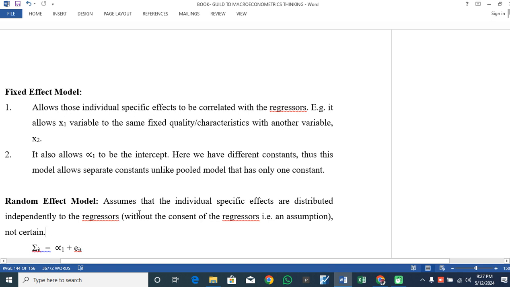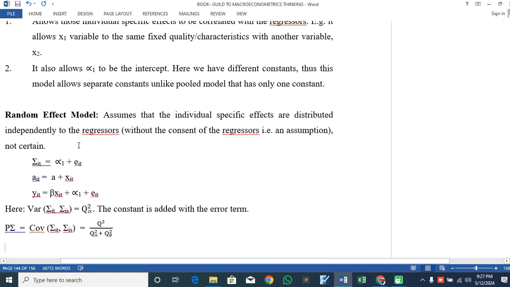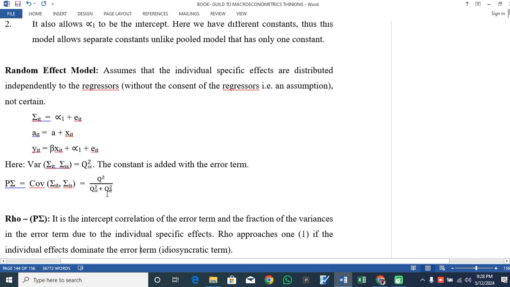Then we also have another dimension of panel data we call the random effects model. And this assumes that the individual specific effects are distributed independently of the regressors. So in the random effects model, we have an equation expressed as this. And it assumes that the individual effects or individual characteristics of the variable are distributed independently of the regressors. And this is expressed as this.